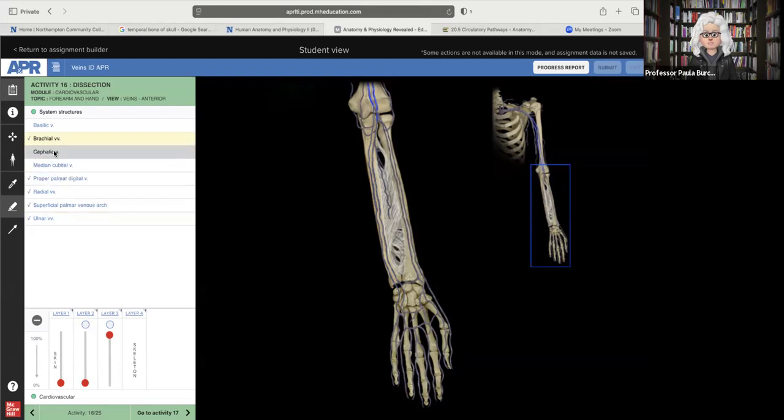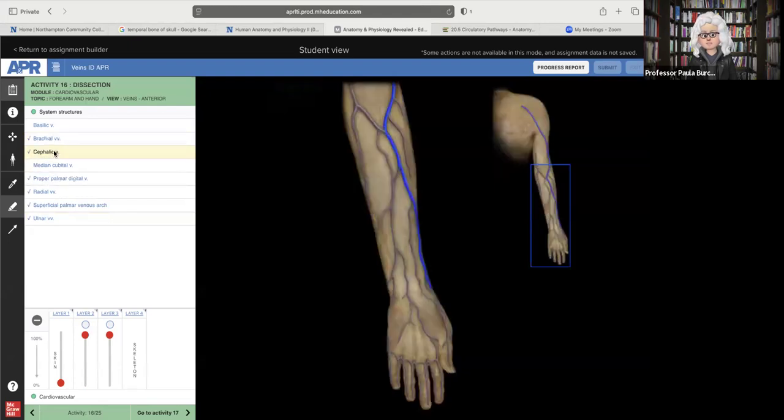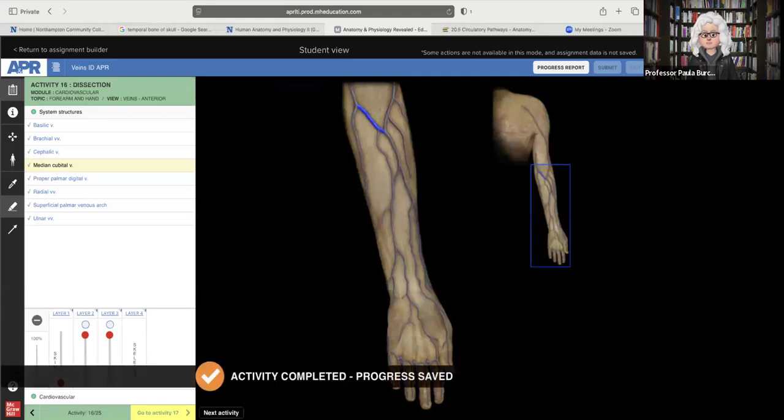Remember that with the cephalic, there we have it. Remember the cephalic is going to be thumb side because it's lateral. And the basilic is going to be pinky side. And recall that connecting those two, you're going to have that median cubital. So many of these veins are being repeated. It's not like you're learning a bunch of different veins here. I just have different views for them.